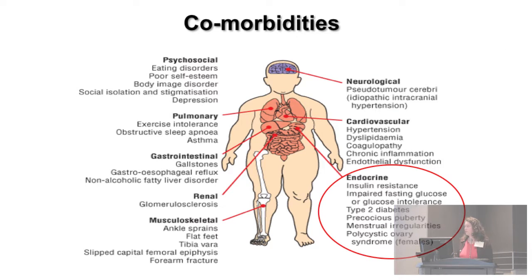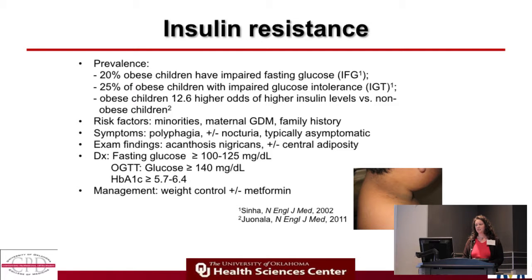So, moving to endocrine. Insulin resistance. The prevalence of this is, we think, pretty high in obese kids. In one New England Journal of Medicine study, 20% of obese children have an impaired fasting glucose and 25% have impaired glucose tolerance. Obese kids obviously have higher odds of hyperinsulinemia than non-obese kids.